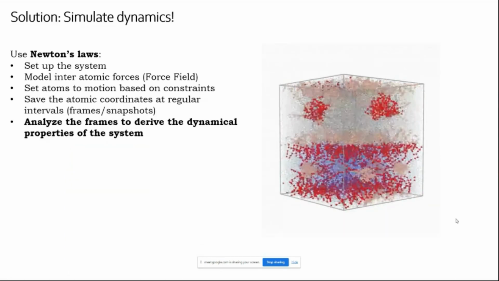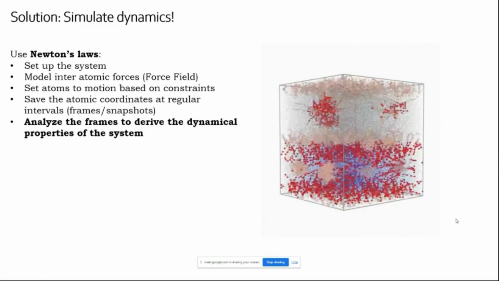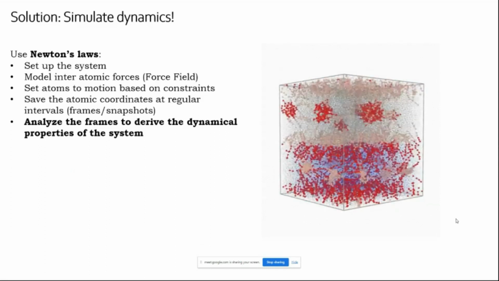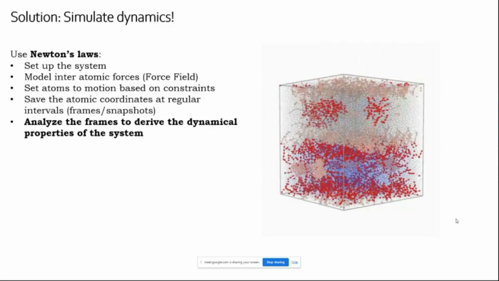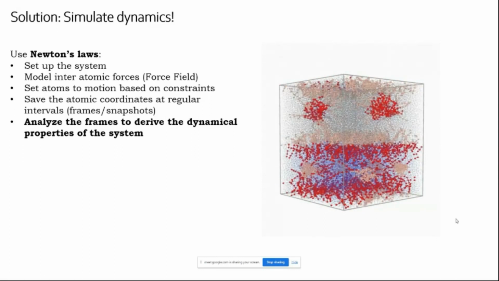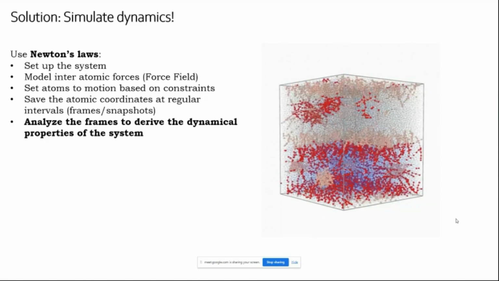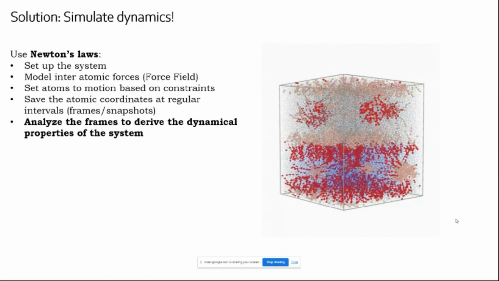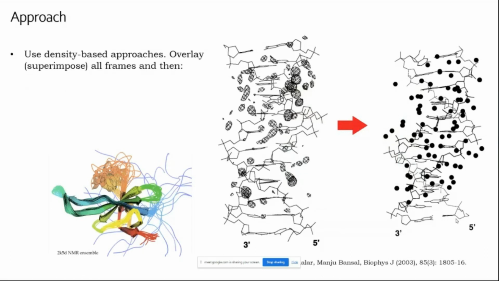And then you can play the video. You can see what happened during the simulation, and you can start writing programs to understand and to derive the dynamical parameters. So that's what we call deriving properties from the system. So how do we actually make sense of the data that we have generated? Now we have frames, so that means we have a large number of sets of coordinates at different times.